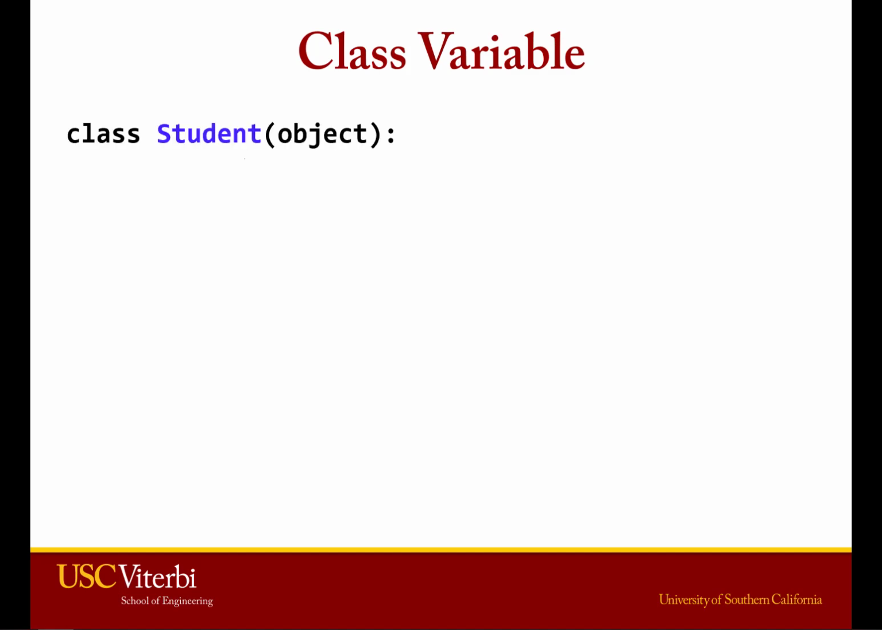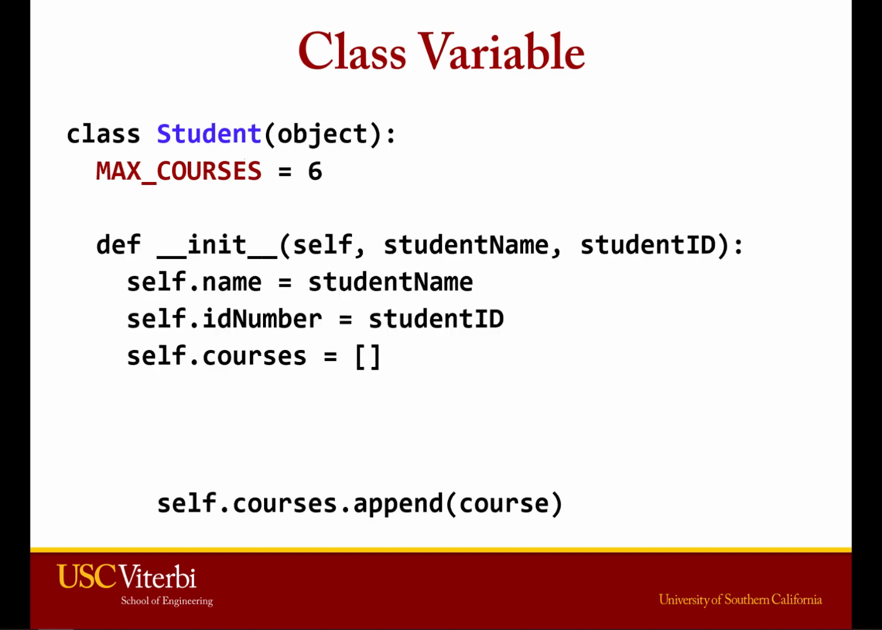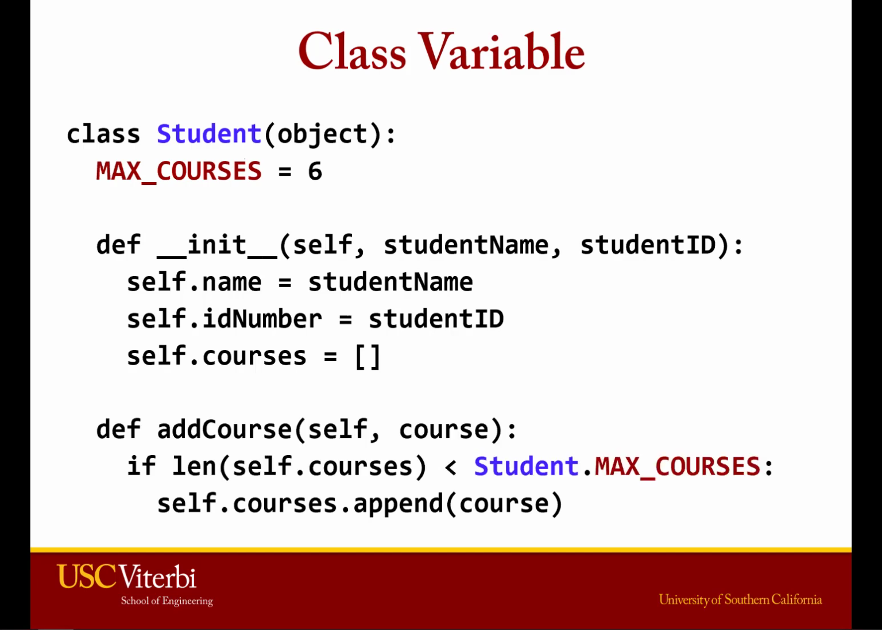What we would do is define max courses inside of the student class. And so now, going back to where we were, when you want to add a course, you check if Student.max_courses, as long as we're less than that. Now, there might be a question of what's the point? Why would we want to do it this way instead of the other way?